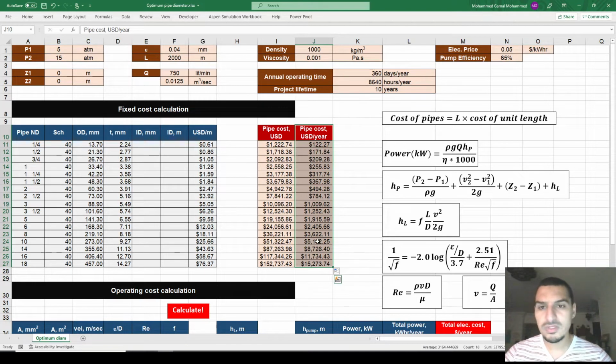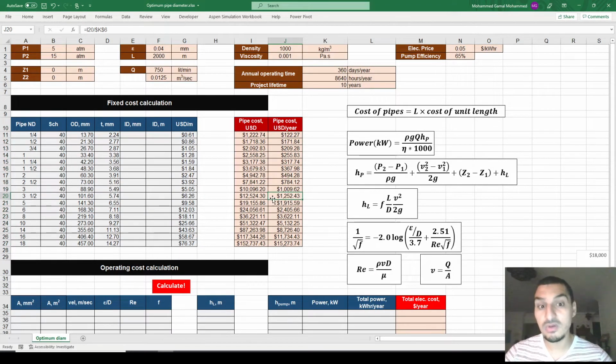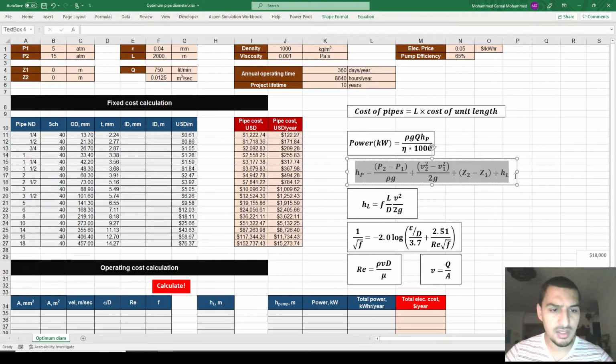So now let's go to the second part, which is the operating cost. The operating cost steps are going to be longer, and the reason it's going to be long calculations is because we have here the power calculated from the pump head. The rest of the terms are known to me, and the pump head is calculated from this equation, which is the modified Bernoulli equation, and we know everything except for the H losses, and the H losses are calculated from the losses equation.